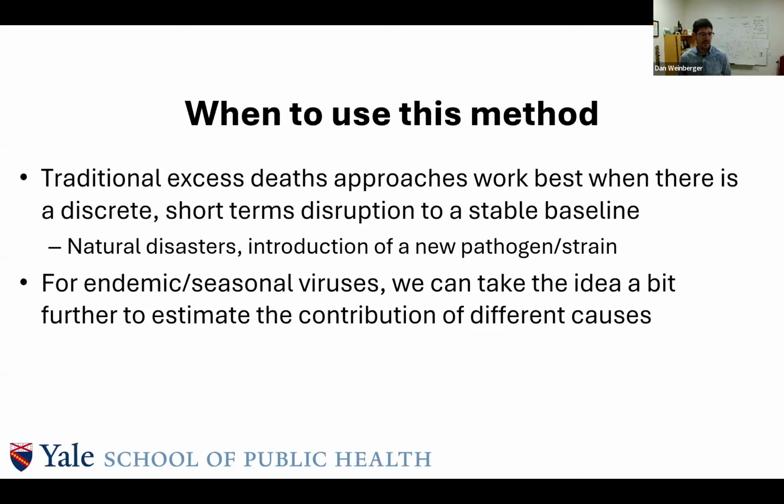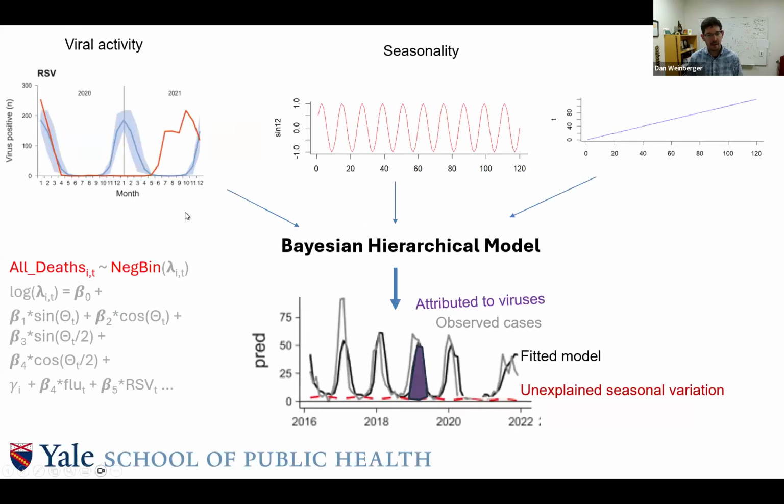If we're thinking about a typical season, and we want to understand the contribution of different causes, we can use a related idea to tease out the contribution of different causes to the burden of death or disease. So in this case, we might have a time series of respiratory disease deaths overall, or hospitalizations. And then we might have viral specific data from another source. So we might have viral testing data from a hospital or from a surveillance system or from verbal autopsy.